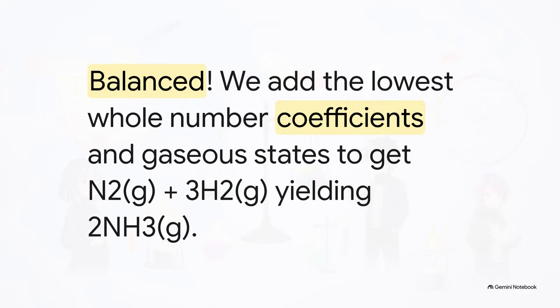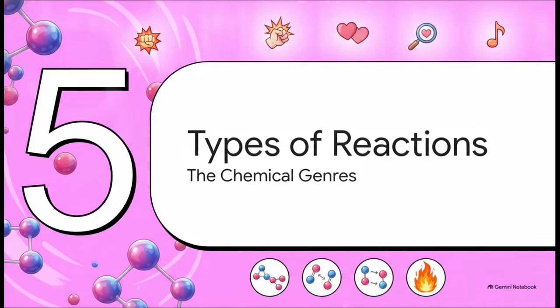We've got our correct formulas, our lowest possible whole number coefficients of 1, 3, and 2, and we've added our gaseous states of matter, which you can see indicated by the little g in parentheses. The law of conservation of mass is satisfied, and the chemistry is perfectly sound. Finally, we arrive at section 5, types of chemical reactions, the genres.